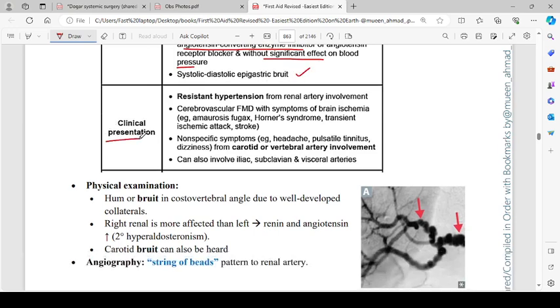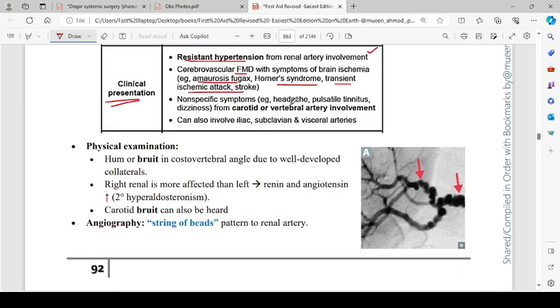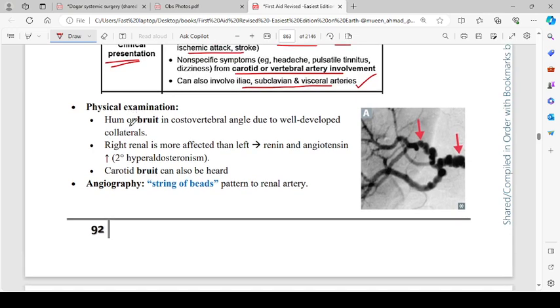bruit. The clinical presentation: resistant hypertension from the renal artery involvement, cerebrovascular fibromuscular dysplasia with symptoms of brain ischemia, for example, amaurosis fugax, Horner syndrome, transient ischemic attacks, or stroke. Non-specific symptoms like headache, pulsatile tinnitus, and dizziness from carotid or vertebral artery involvement can also involve iliac, subclavian, and visceral arteries. On physical examination, there will be a hum or bruit in costovertebral angle due to well-developed collaterals.